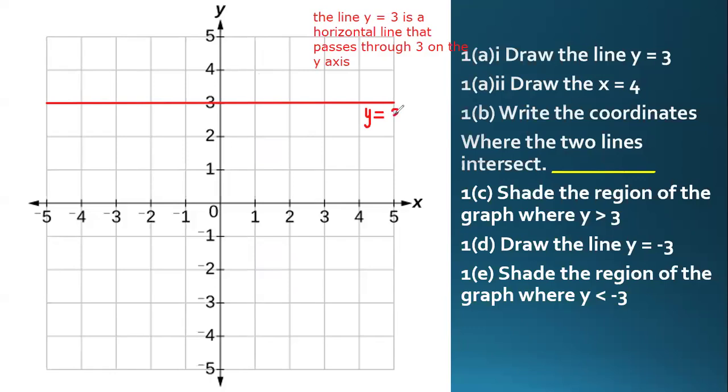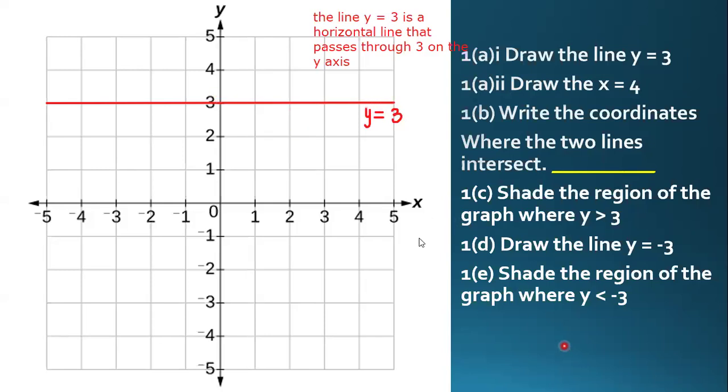Y is equal to 3. So the line y is equal to 3 is a horizontal line passing through 3 on the y-axis. Okay. All right. Any questions on how we got y is equal to 3? Let me know, please, if you have any questions on that.